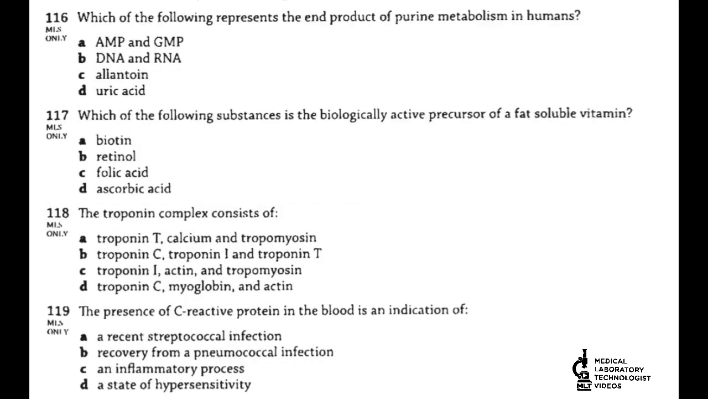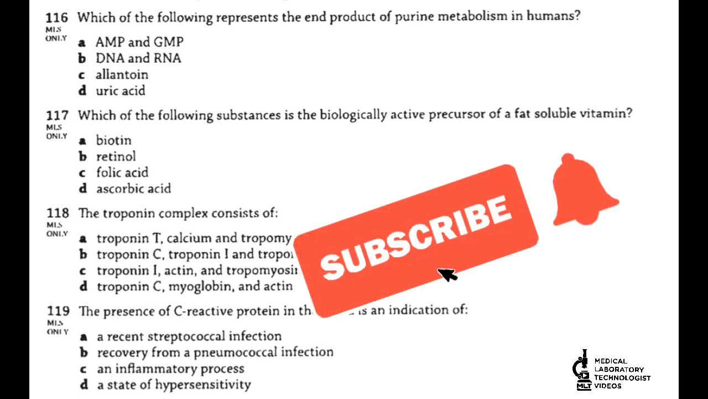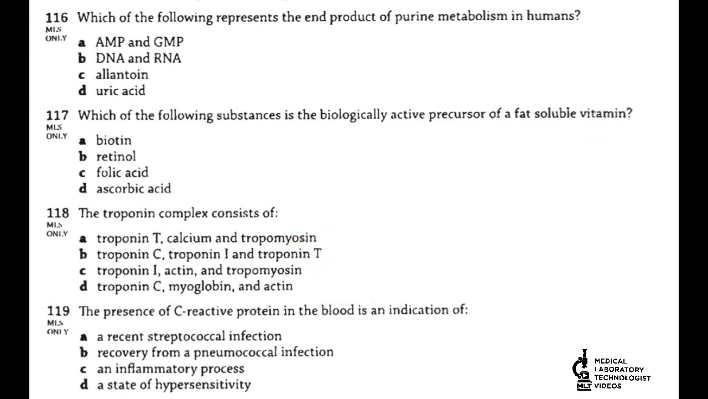Question number 116. Which of the following represents the end product of purine metabolism in humans? Option A, AMP and GMP; option B, DNA and RNA; option C, allantoin; option D, uric acid. And the answer for question number 116 is option D, uric acid. Uric acid is the end product of purine metabolism in humans, or we can say the metabolism of purine bases ends in uric acid.